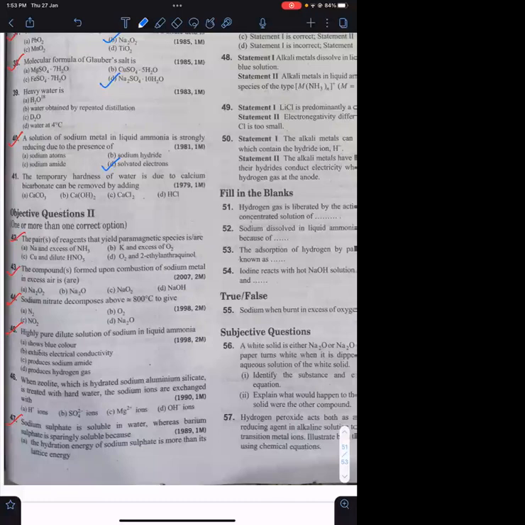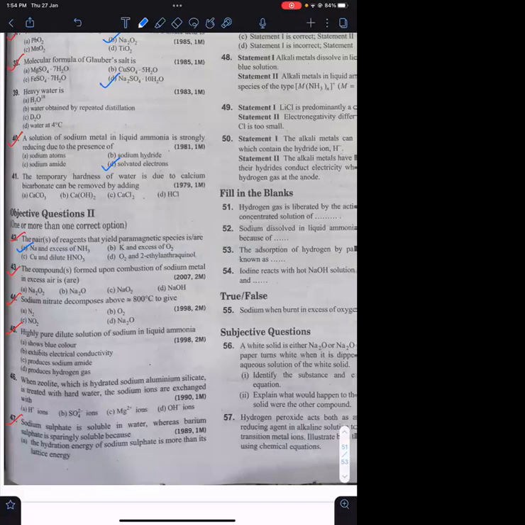A is also right option because whenever sodium is dissolved, you are getting an electron. Single electron is nothing but a paramagnetic one. Whenever you are having paired electrons, it will be diamagnetic. एक electron रहा तो it will be paramagnetic. So A is also a right option.